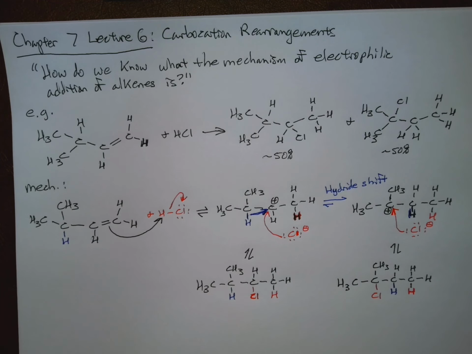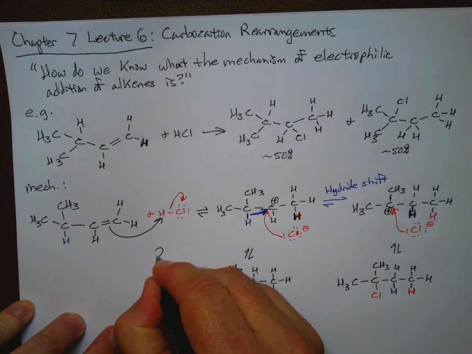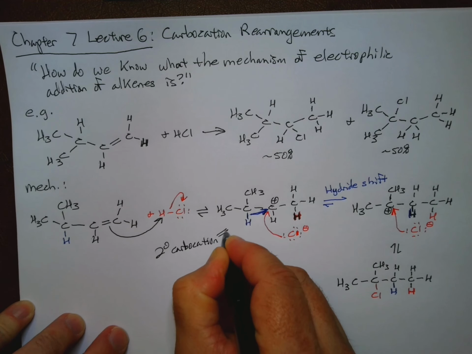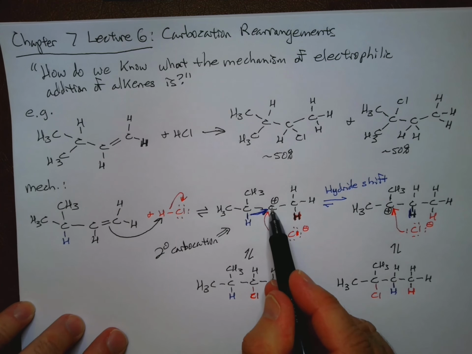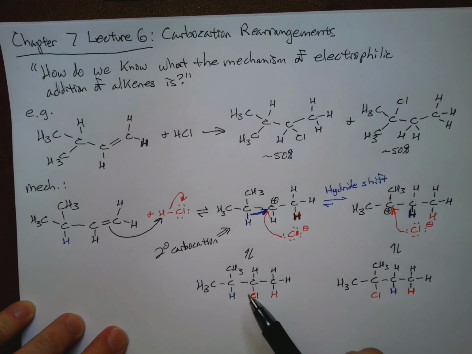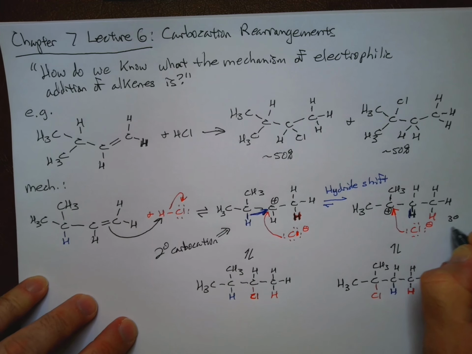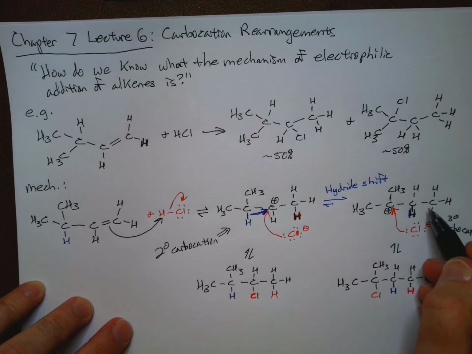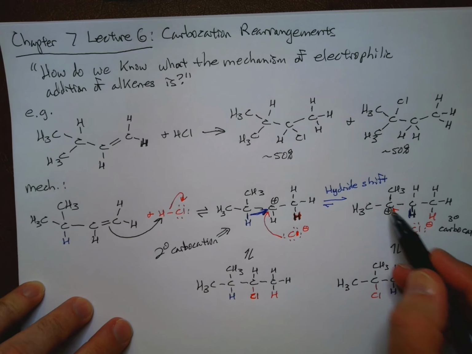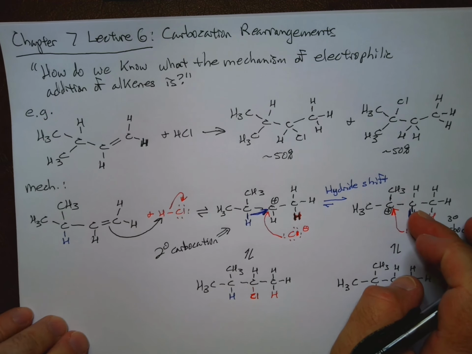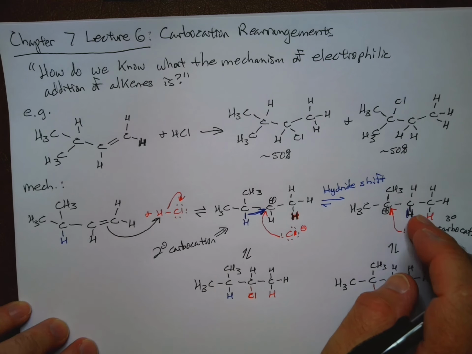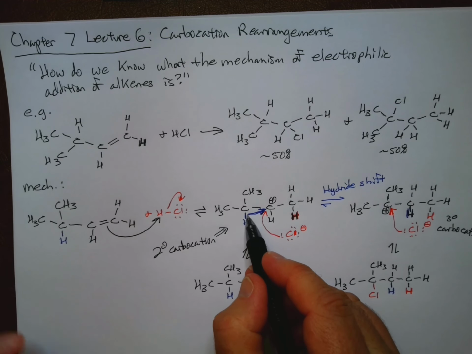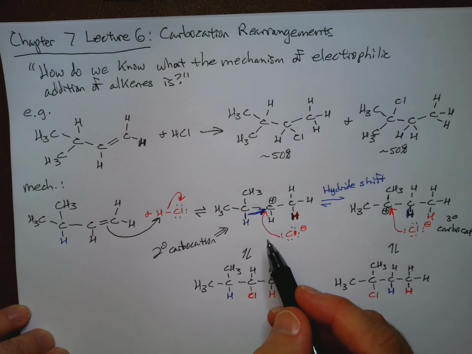Now notice a couple of things here. Here we have a secondary carbocation, carbon attached to 2 other carbons, and then a hydrogen. And here we have a tertiary carbocation, carbon attached to 3 other carbons. So this would be the more stable intermediate, but the secondary is still stable enough that we actually see it, and it will take some time for this hydride shift to occur.